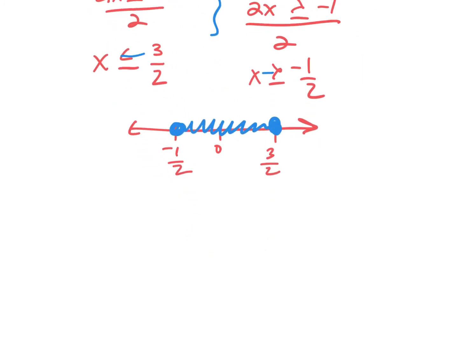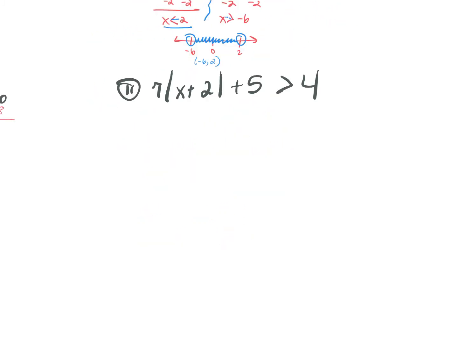And then how would I write my interval notation here? 3, 2. I meant 3 over 2. No, left to right, left to right, left to right. Negative 1/2. No, you're not. Just follow your graph. Negative 1/2 to what? To 3 over 2. And a bracket. Good.